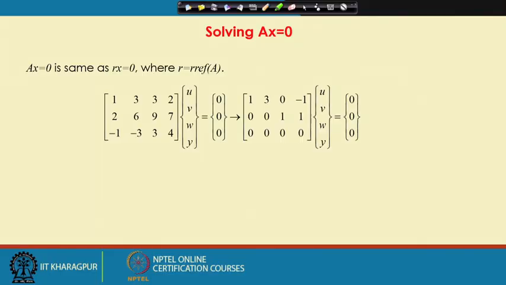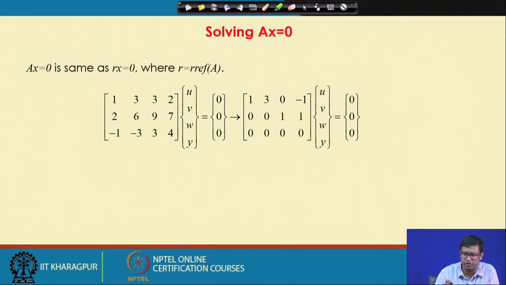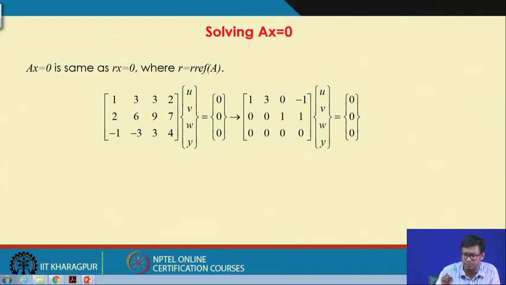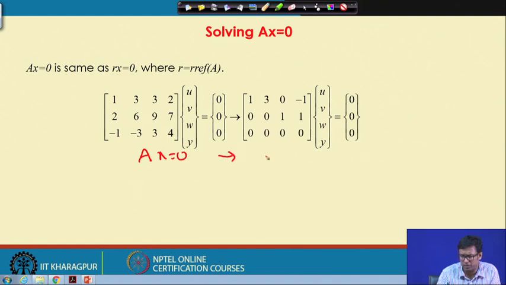We started with Ax is equal to 0, and through some matrix operations we ended up in the reduced echelon form Rx is equal to 0. So, this was Ax is equal to 0, which is converted to Rx is equal to 0. Observe that because the right hand side vector is a 0 vector, it did not change through the matrix operations. Only the A matrix has been transformed to the R matrix.